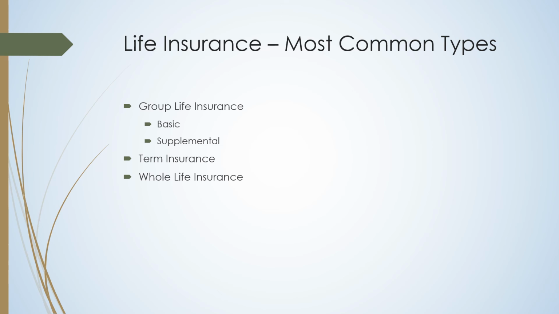So for instance, if you have a $1 million 30-year term policy, you have $1 million of insurance coverage for exactly 30 years. And that's assuming that you pay your premiums. And at that 30-year mark, you no longer have coverage, and you also have no accumulation of value.